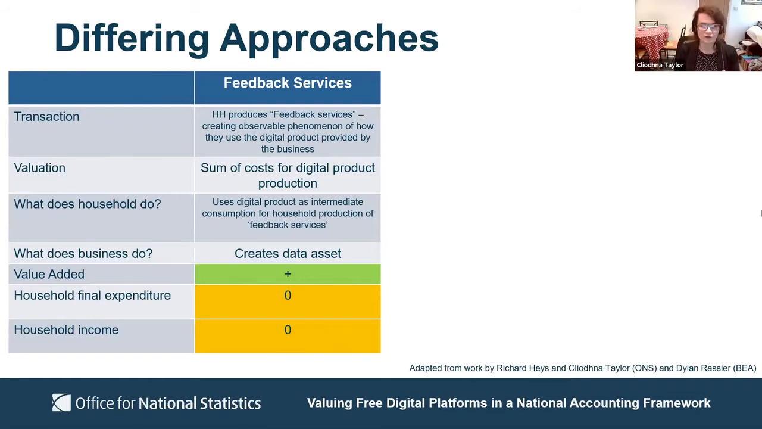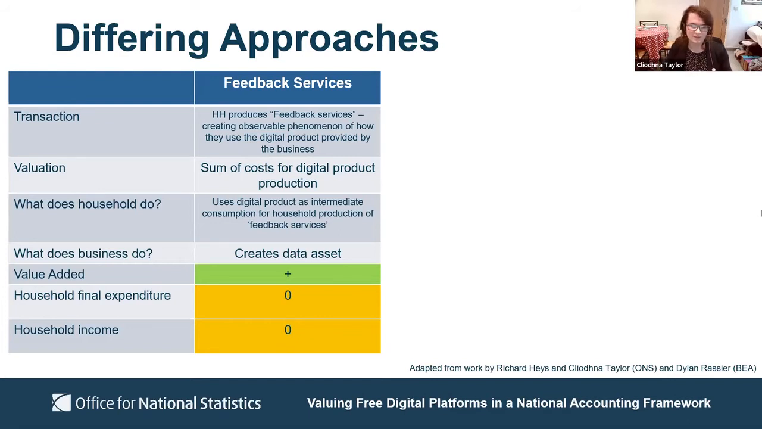So then what's going on for how we would value this transaction? In the transaction from the free digital product for the feedback services, we can value this using the sum of costs approach for the production of the free digital product. What's the household doing in this interaction? They're consuming the digital product as intermediate consumption in part of their own household production process.